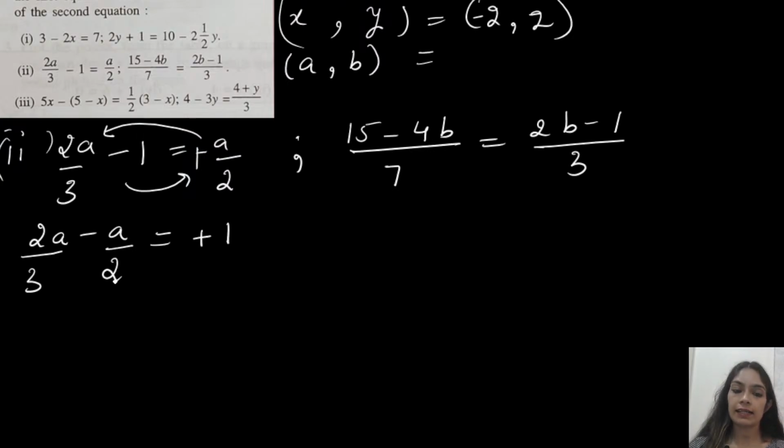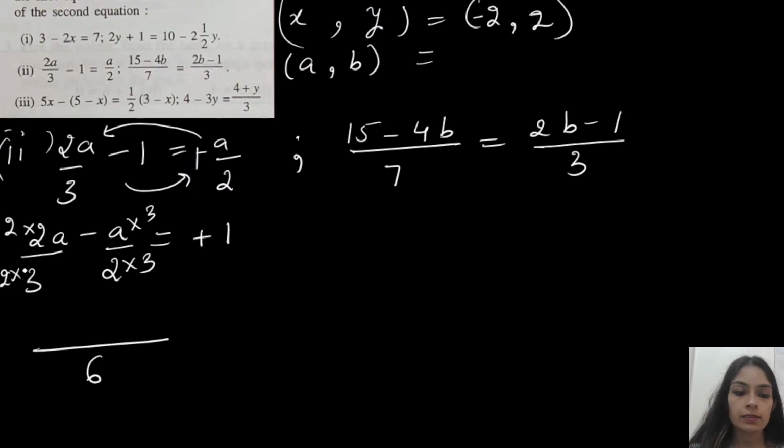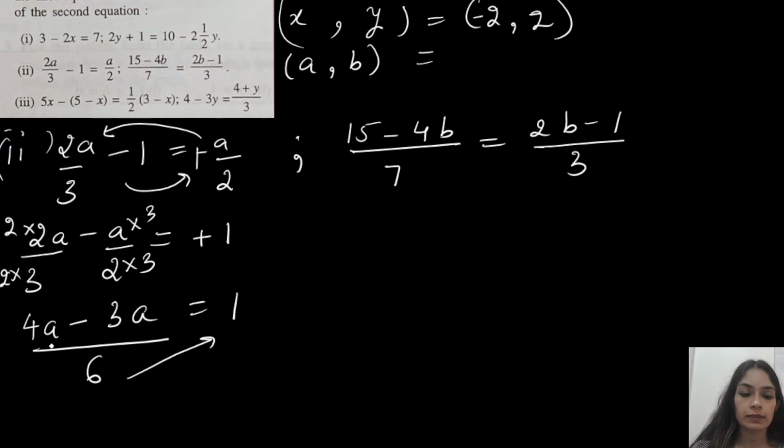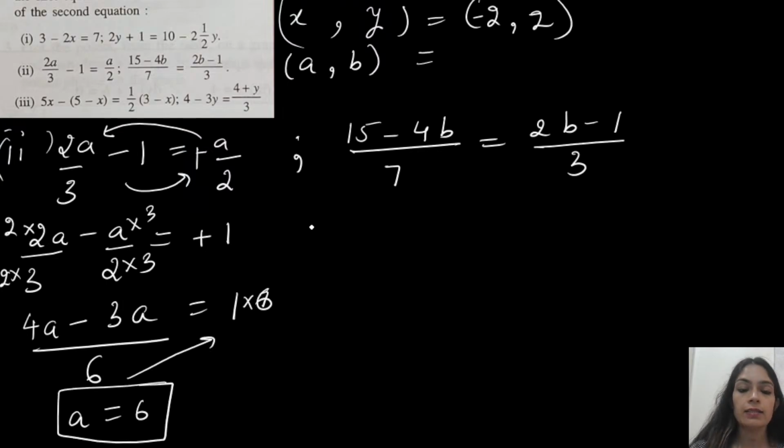Now two fractions are getting subtracted, so that means we have to take the LCM. The LCM should be 6, so this will multiply with 3 up and down, and this will multiply with 2. Basically we are making the denominators the same. So this is 6. 2 into 2, 4a, minus 3a is equal to 1. Now let's shift this 6 to the other side, and 4a minus 3a is equal to a. When 6 is shifted to the other side, it will get multiplied, so 6 into 1 is 6. So a's value is 6.